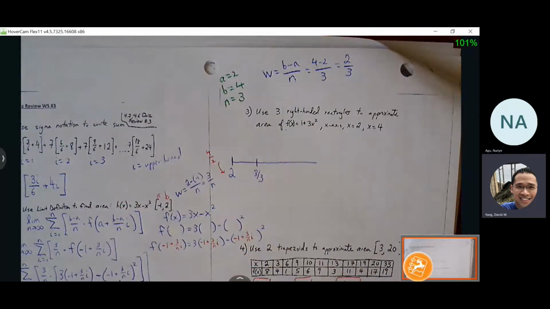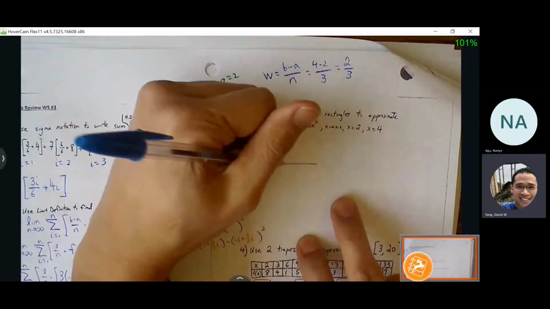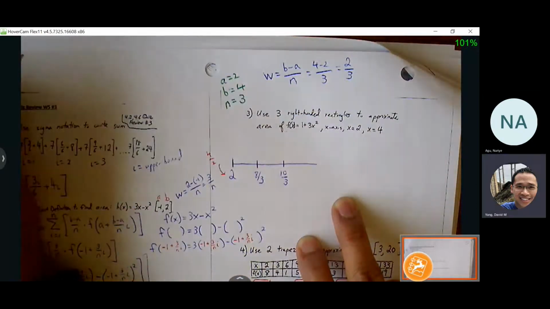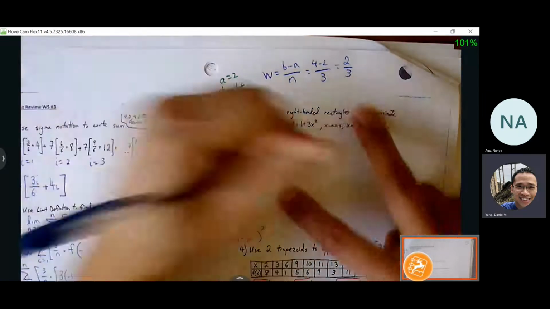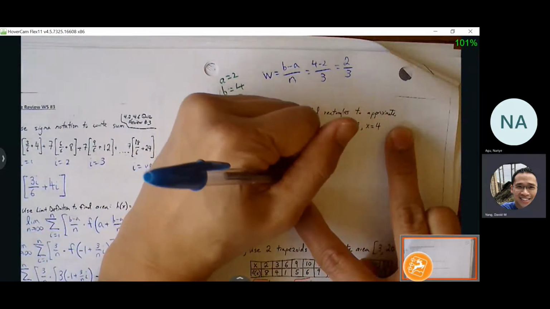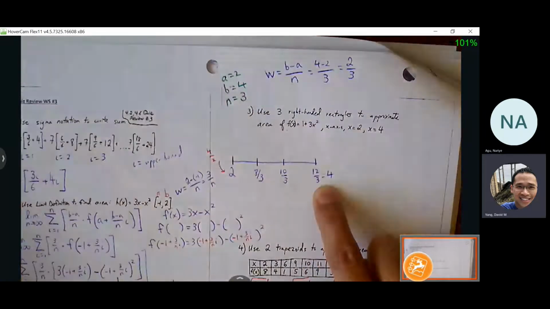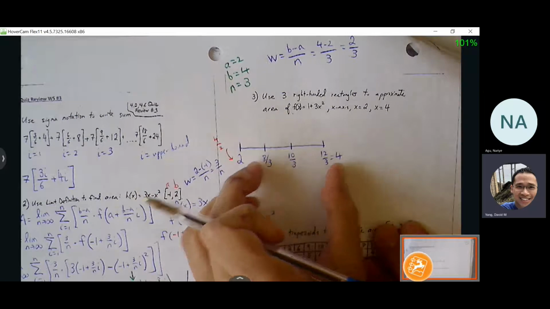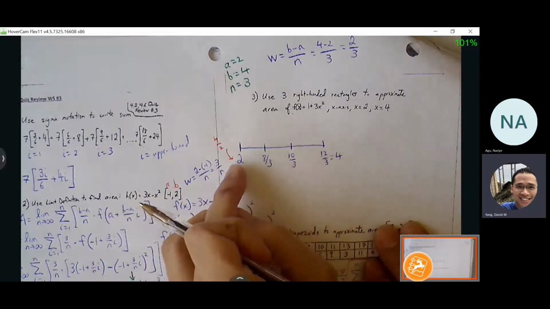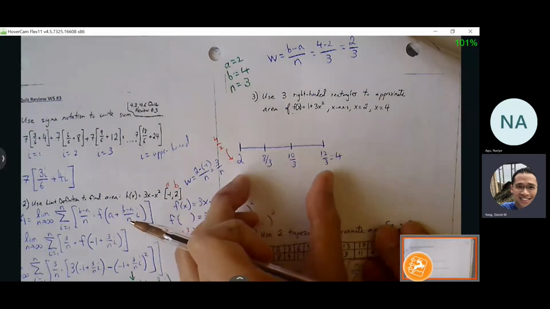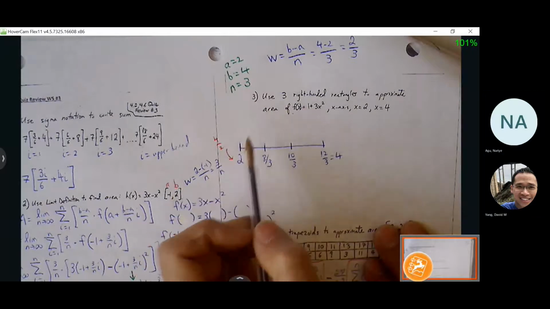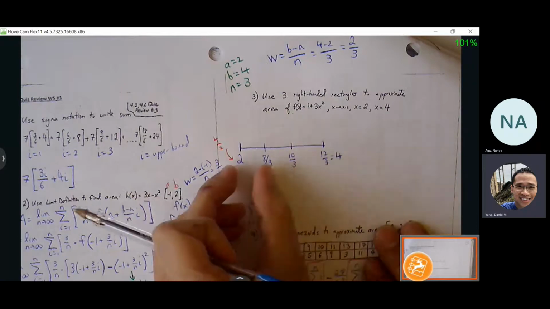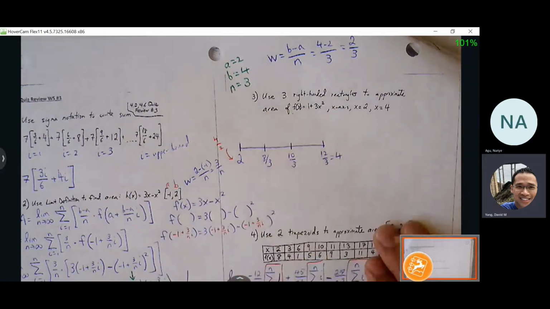Plus 2/3 again. 10/3. Plus 2/3 again. Yeah, 12/3, which is 4. So that does confirm that we are able to create 3 subintervals, all the same width, from starting point to ending point. Okay. It's asking for right-handed rectangles, so I think we have everything that we need. Every subinterval has a right endpoint.